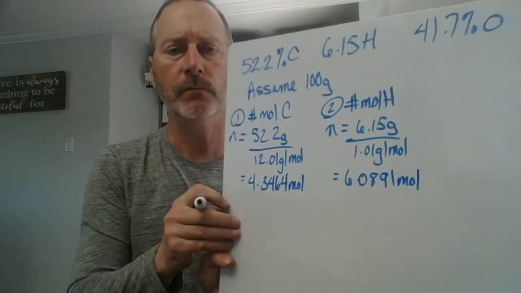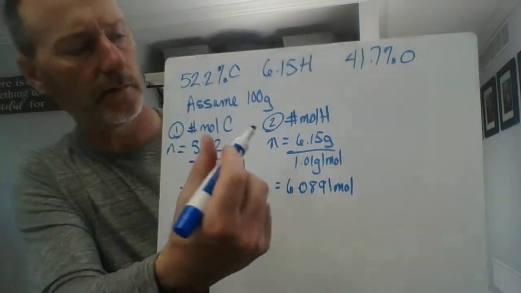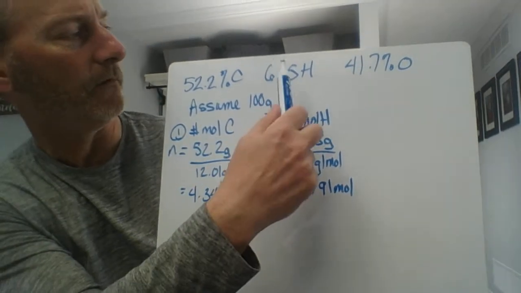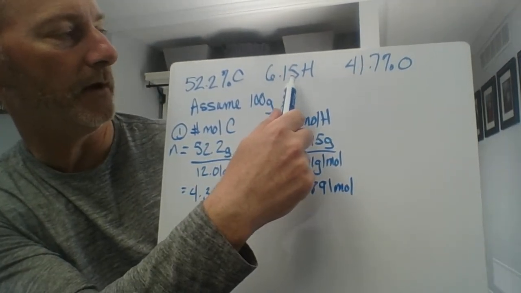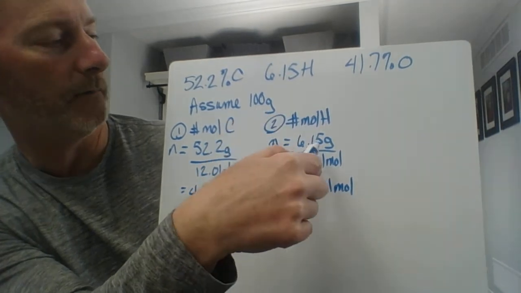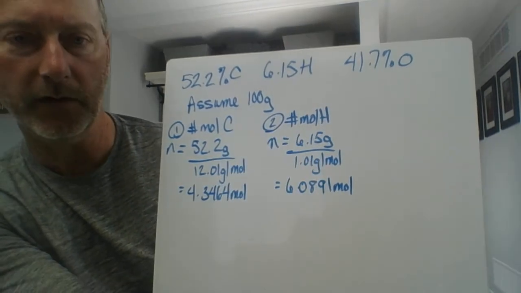So the number of moles of hydrogen is 6.15 grams divided by 1.01 grams per mole, which equals 6.0891. Again, just getting my mass, assuming 100 grams. If 6.15% of the compound is hydrogen, and I assume 100 grams, that means 6.15 grams of the mass is hydrogen. So I'm good through there. Again, carry those extra digits.